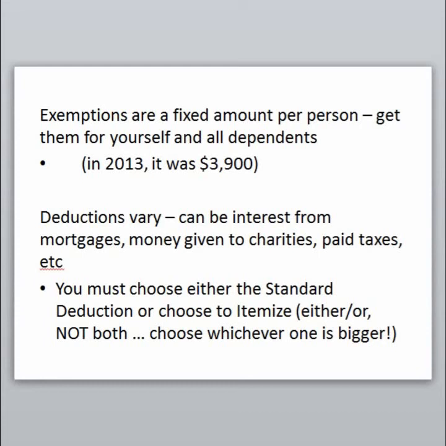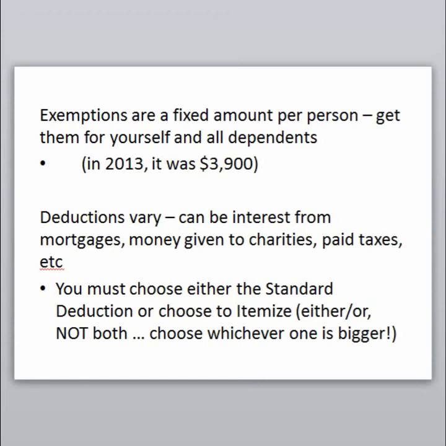Deductions vary, and these are a bunch of different things. They can be things like interest that you pay towards your mortgage, money that you give away to charities, taxes that you've maybe paid to the state government. There's a bunch of different things you can get deductions for. And again, check with your accountant to see exactly what you can qualify for. But you have a choice. You can either itemize your deductions and say, I gave this much to charity, this much to my mortgage, and like list it all out and get a total. Or you can pick the standard deduction, which is a set amount, and it's given in the chart in your book.